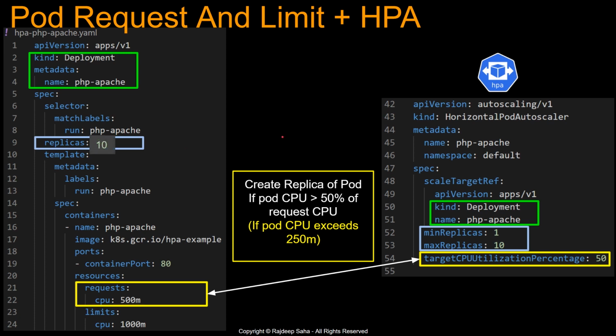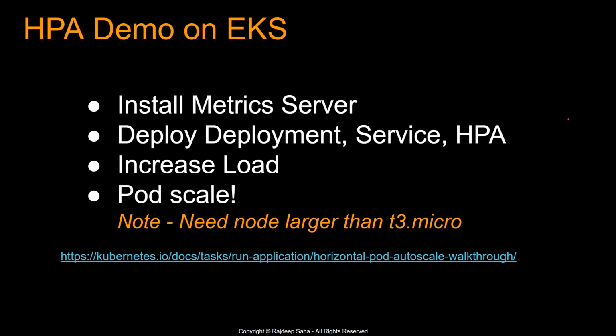Similarly, when the utilization goes down, the HPA controls the number of replicas, it decreases it, and the number of replicas go down. And we are going to see this in the demo as well. Okay, so with that knowledge, let's jump into a demo.